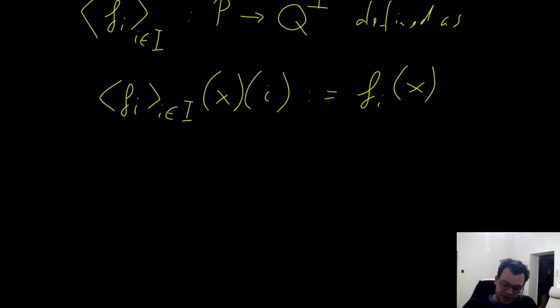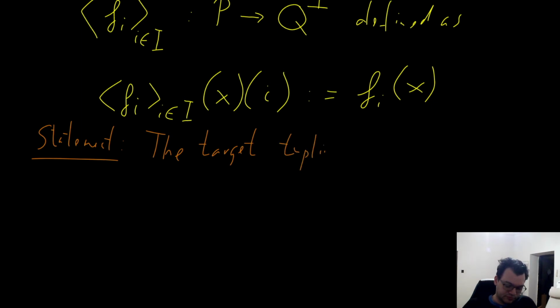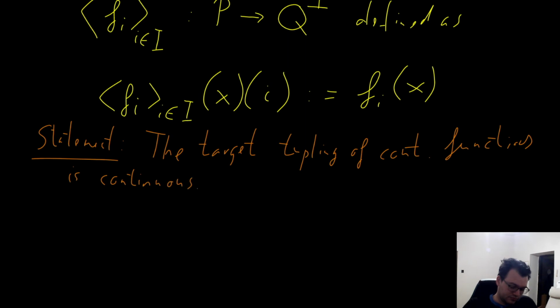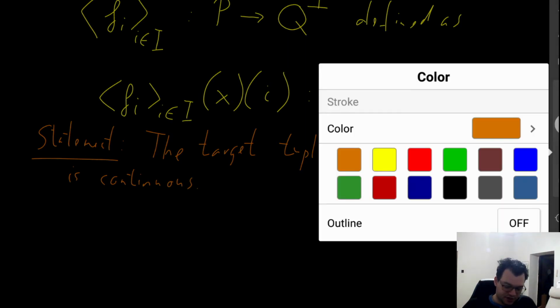So the statement is: the target tupling of continuous functions is continuous. Target tupling of continuous functions is also continuous. Okay, let's prove this.